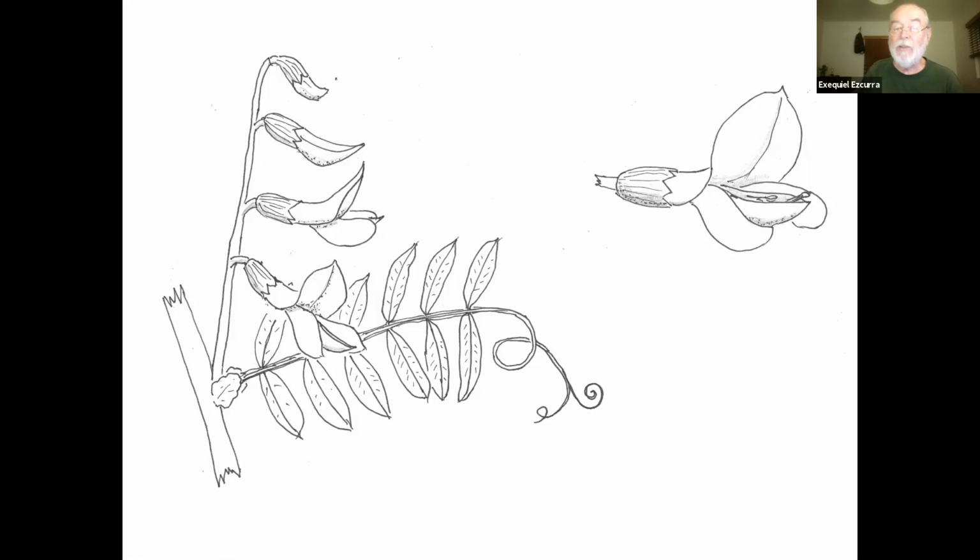The papilionaceous flower of the Fabaceae has, remember, 1 banner, 2 wings, and 2 fused petals forming a keel. All the sexual parts are inside the keel. Here I have illustrated 1 stamen and the style with the stigma coming out. All the sexual parts are inside the keel. The papilionaceous flower is an incredibly efficient pollinating machine.